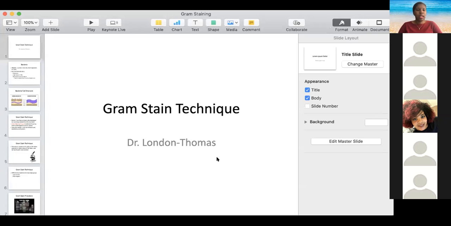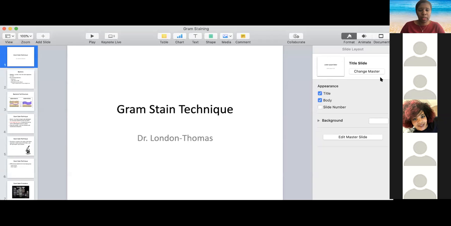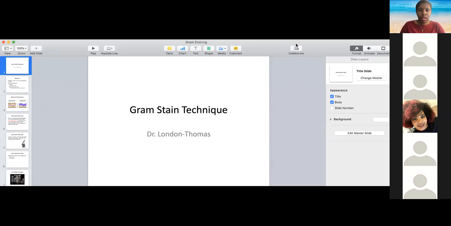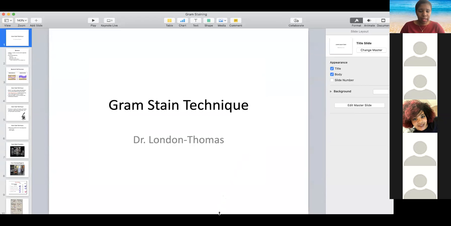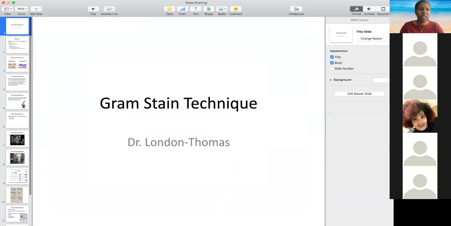All right, so today we're talking about the Gram stain. The Gram stain is a very popular stain utilized in microbiology in order to identify unknowns, but also to better visualize the structure of bacteria.